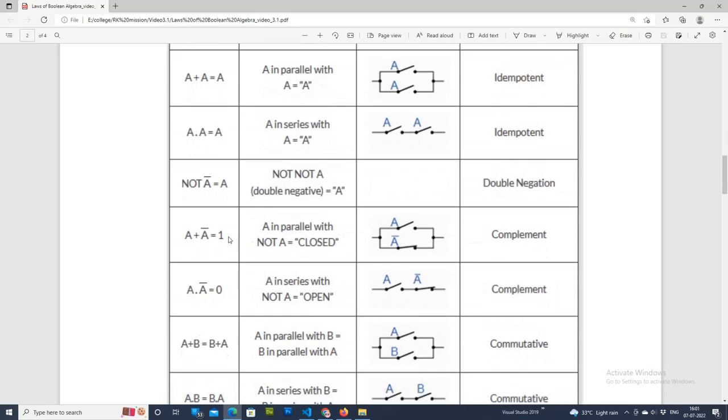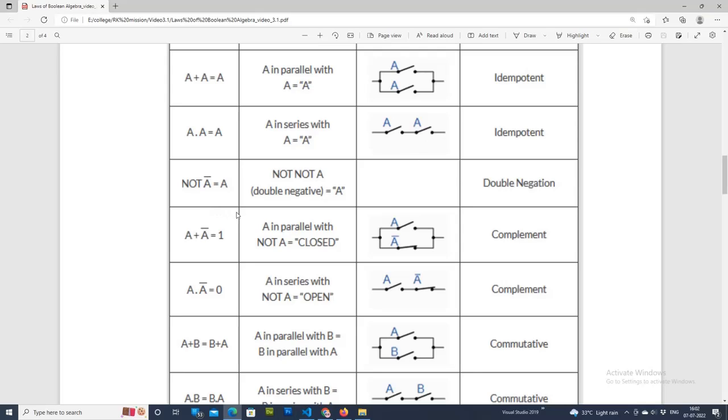Okay, A plus A, A in parallel with A, equals A. So here we have two gates which are parallel to each other. Now the second one, A dot A equals A, A in series with A equals A. Here these gates are connected in series. So A is the input giving the output, and the second one is having that output as an input, and then it's giving the output.